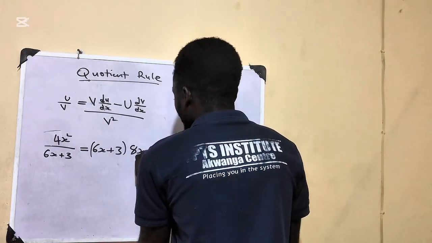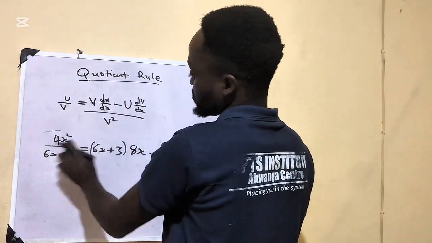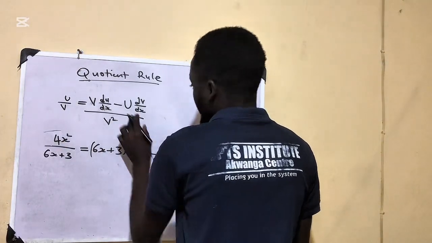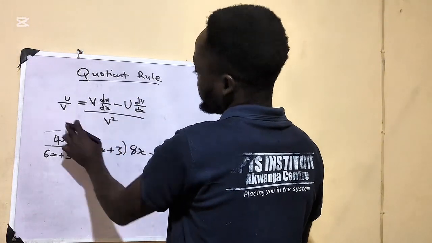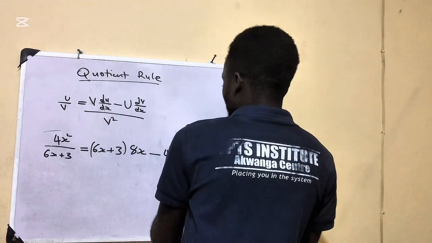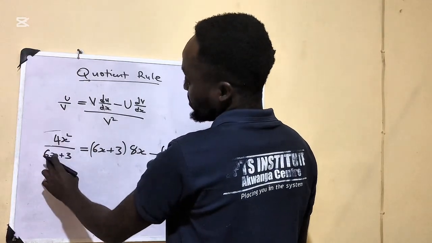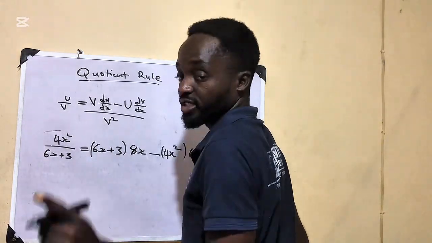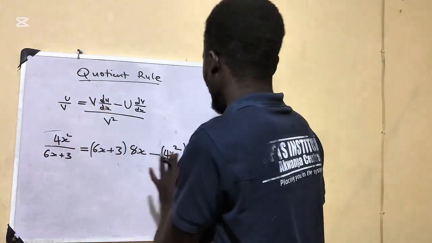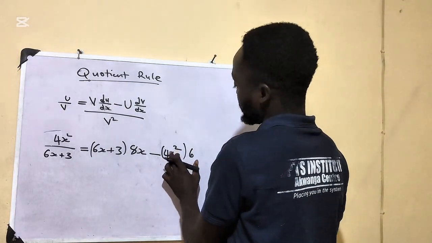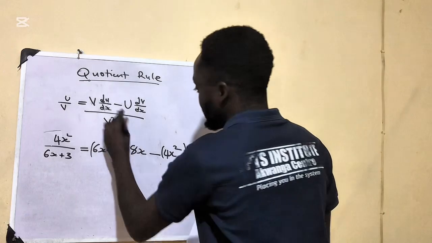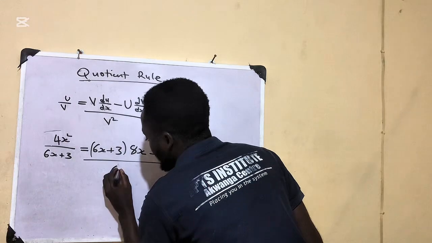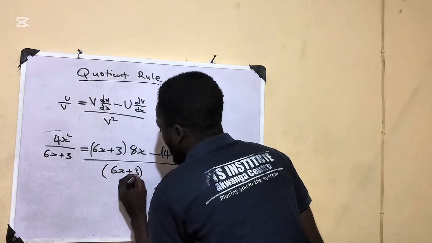Then we say minus. Now the next thing, we write u as it is, the numerator, which is 4x squared. Then we multiply it by the differentiation of the denominator. If we differentiate 6x, it is just 6. And if you differentiate 3, it is just going to give us 0, so no need of writing the 0. So what we have here is 4x squared times 6, divided by v squared. That means the square of the denominator, so we write 6x plus 3 all squared.